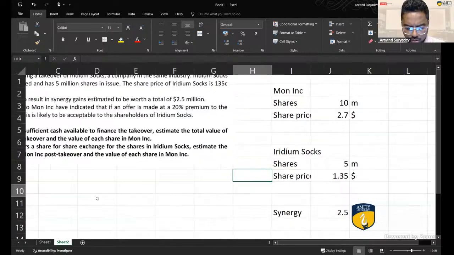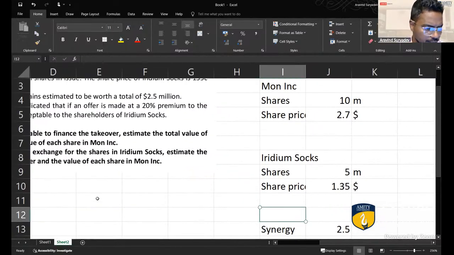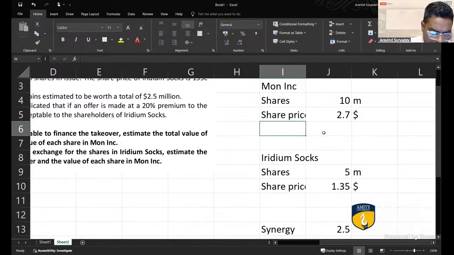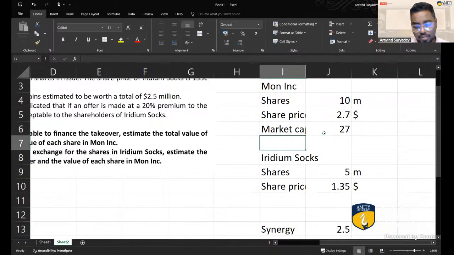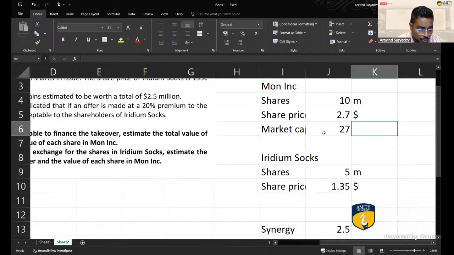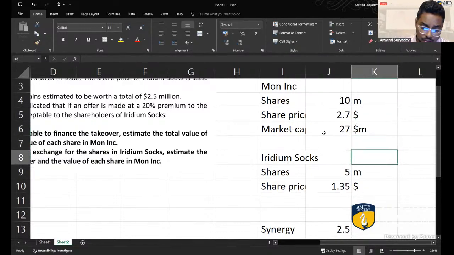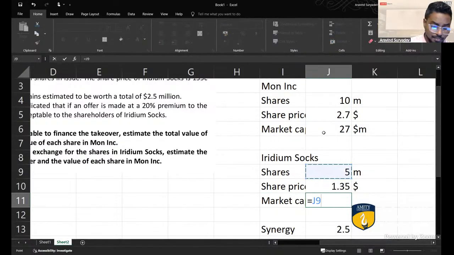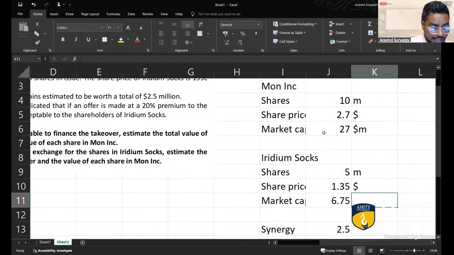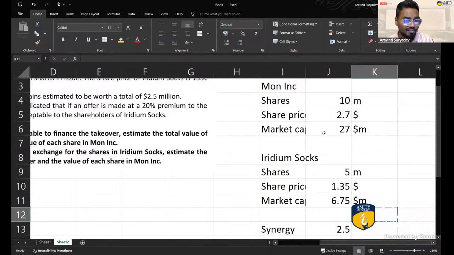Anyway, what is the value of Mon Incorporated? What is the value of Iridium SOX? This is what we would calculate. See, market cap of Mon Incorporated is 10 million multiplied by $2.7. 10 million shares multiplied by $2.7 per share. That is a value of $27 million. Now, for Iridium SOX, the market cap would be 5 multiplied by 1.35. This will be $6.75 million.